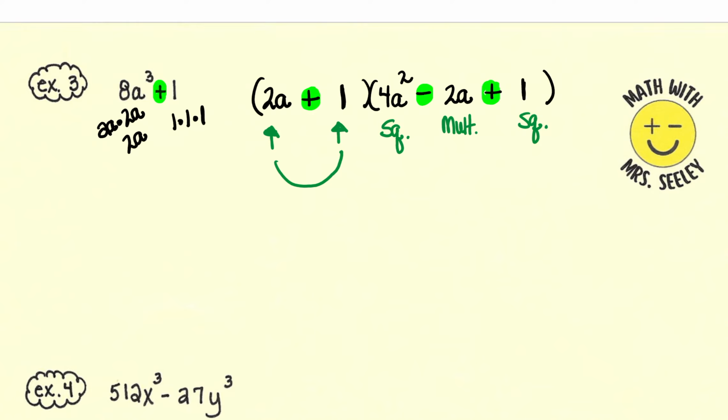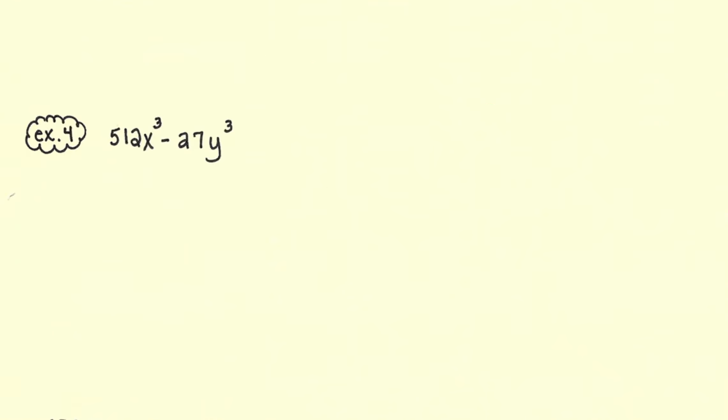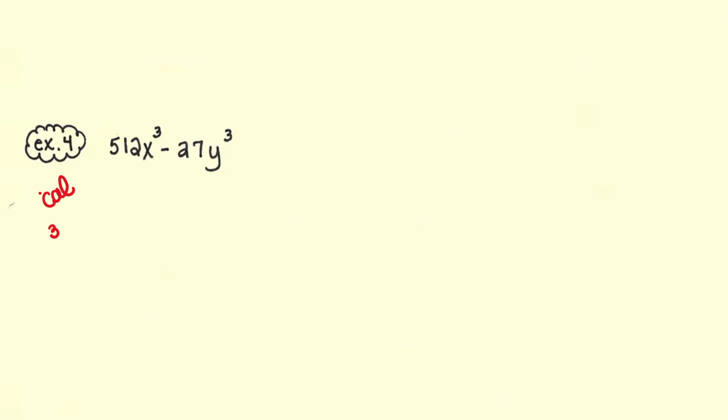All right, let's take a look at example 4. Now, these numbers, especially the 512, might be ones that you need to use your calculator for. So go to your calculator and take the cube root of 512, and it's going to tell you that that's 8. So this right here is 8x times 8x times 8x. Now this one you might be more familiar with. 27 is just 3 times 3 times 3. And of course, don't forget your variable.